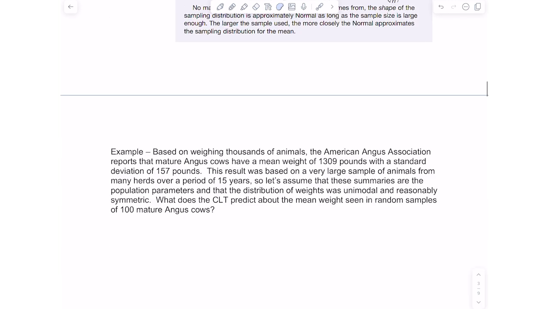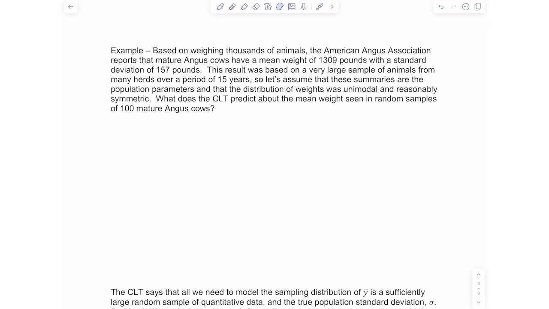Based on weighing thousands of animals, the American Angus Association reports the mature Angus cows have a mean weight of 1,309 pounds with a standard deviation of 157 pounds. This result was based on a very large sample of animals from many herds over a period of 15 years. So let's assume that these summaries are the population parameters and that the distribution of weights was unimodal and reasonably symmetric. So therefore, we can apply the central limit theorem.